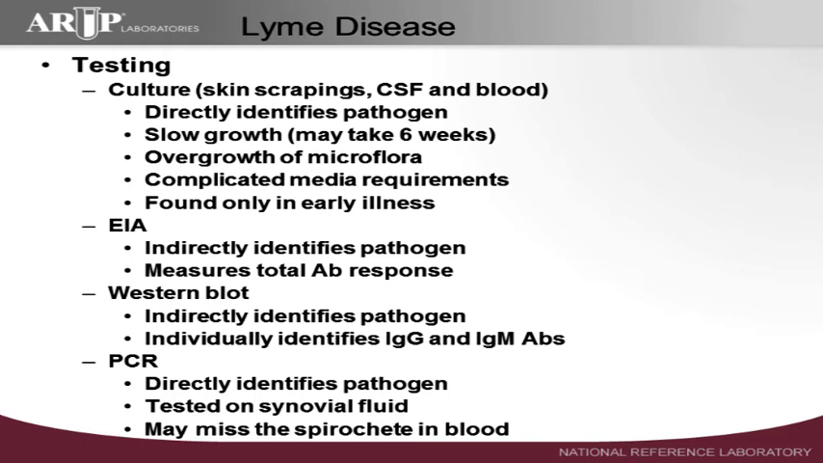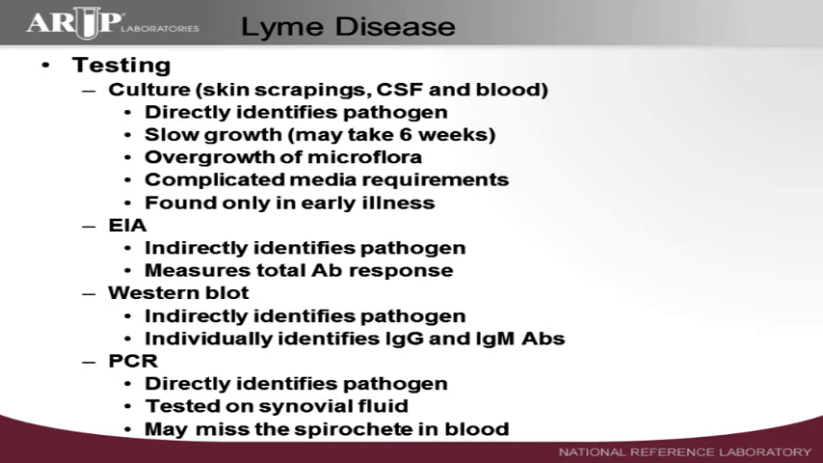I'm going to jump down here to PCR. So again, just like culture, it directly identifies the pathogen. You can test it on different fluids, synovial fluid. We often get knee fluid in our laboratory for antibody testing. I don't think that's a great way to go about testing for Lyme disease, but we get that every once in a while. It may miss the spirochete in blood.